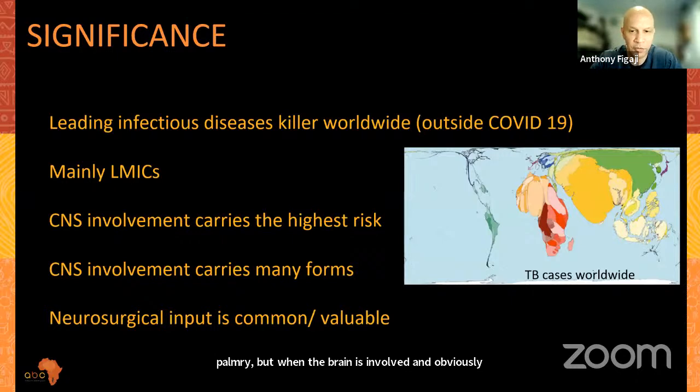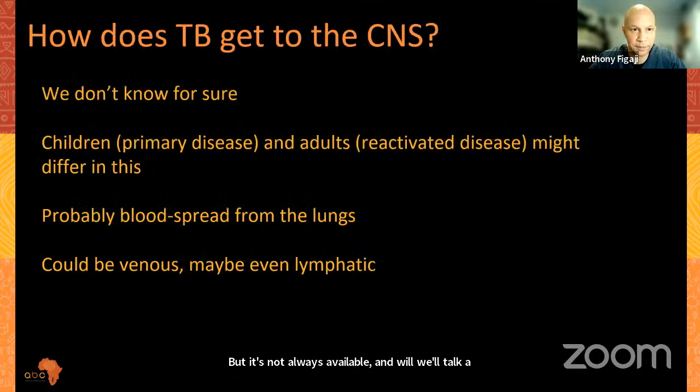And the way that it involves the brain or the central nervous system can come in many forms, and we'll talk about what those forms are. But neurosurgical input when it involves the brain is in fact very common and very valuable, but it's not always available. And we'll talk a little bit about that in terms of the public health impact of it.